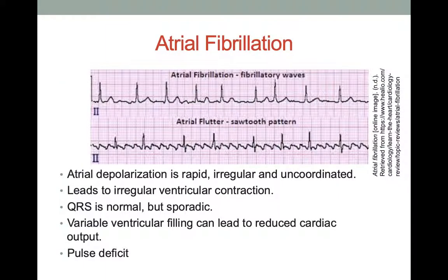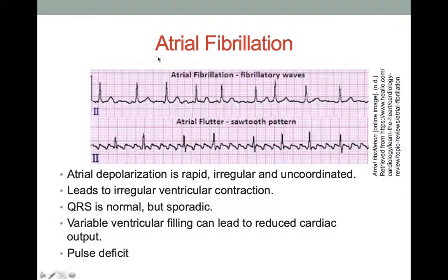With atrial fibrillation, it's a little different. We still have rapid, irregular, uncoordinated depolarization of the atria with no definite P waves. Atrial flutter, which we just talked about, was still pretty consistent. If we look at atrial fibrillation, sometimes the wave is missing, so we don't even see it, or it's really minor. So it's irregular in that it's not firing consistently.